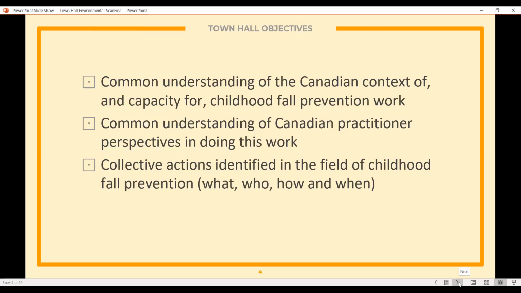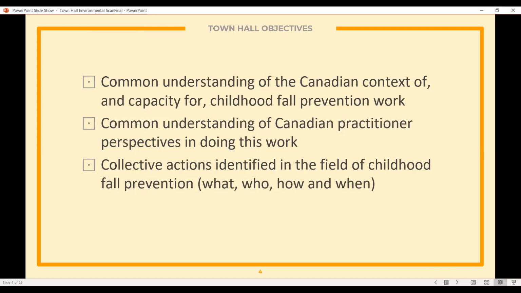The goal for today is to accomplish the 3 objectives you see on your screen now. We want to build amongst this group a common understanding of the Canadian context of child fall prevention work, understand the existing capacity and how we can build capacity for this work. We also, really importantly, want to understand Canadian practitioner perspectives. Some of this has been captured in the environmental scan, and we're going to continue building on that in discussion today. And finally, quite likely the most important part of today is identifying some collective actions for fall prevention.